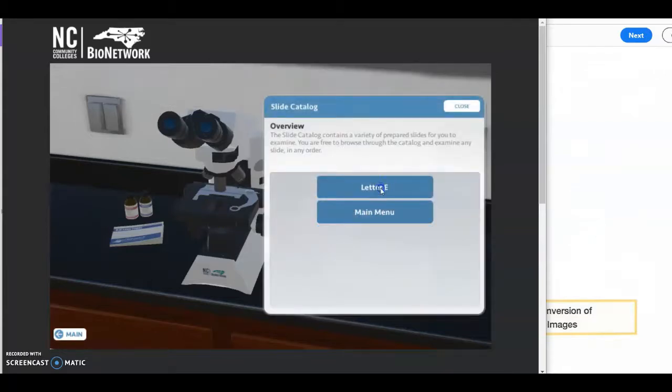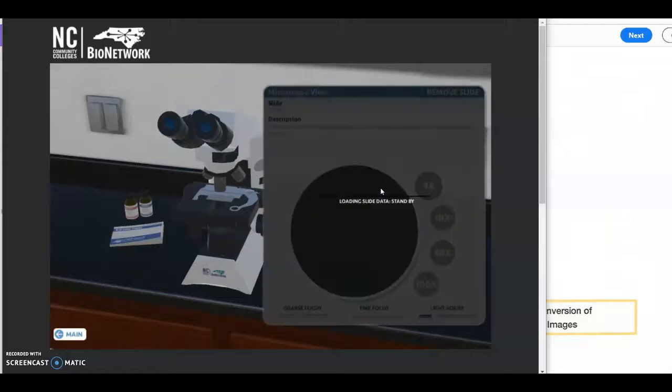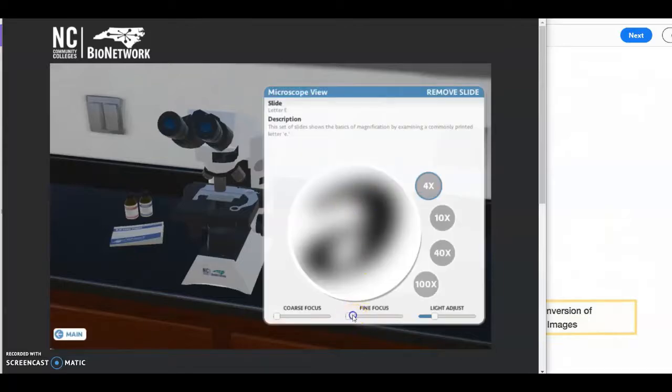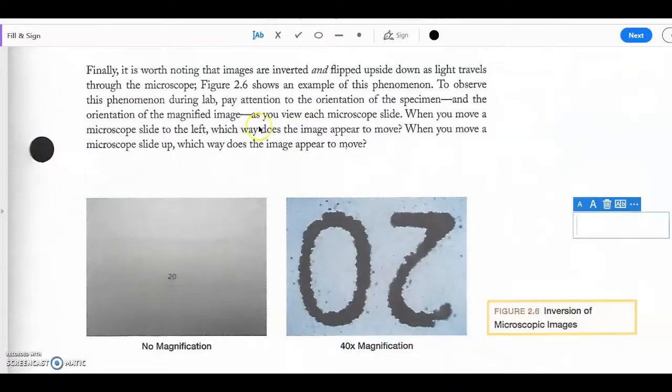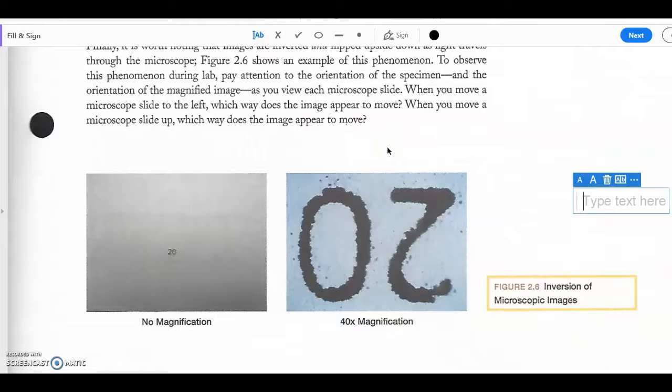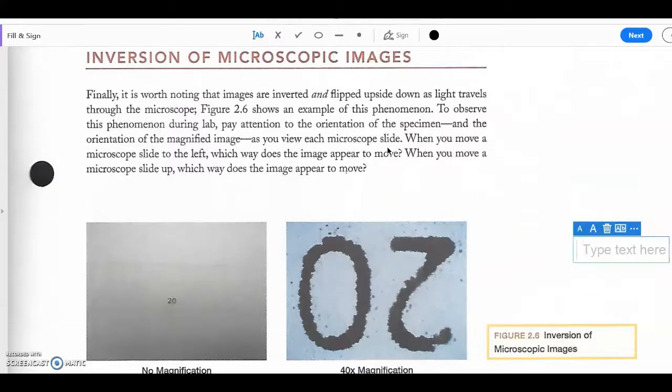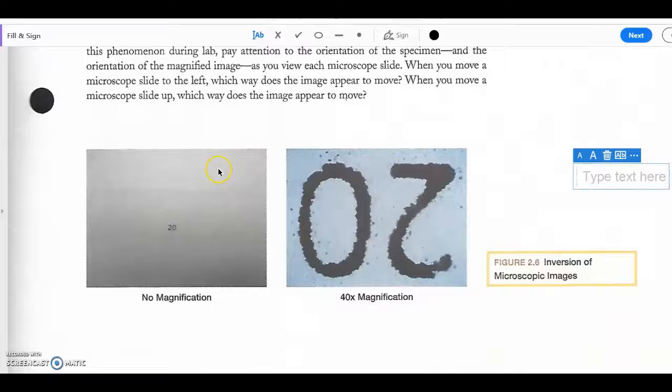And we're going to do a sample slide with the letter E. So we're going to adjust letter E, and you can see that letter E in this example is flipped upside down and left to right. This is indeed what happens with the microscope slides. They are flipped upside down and left to right. So when you move the slide to the left, the image moves to the right. When you move the slide up, the image moves down.